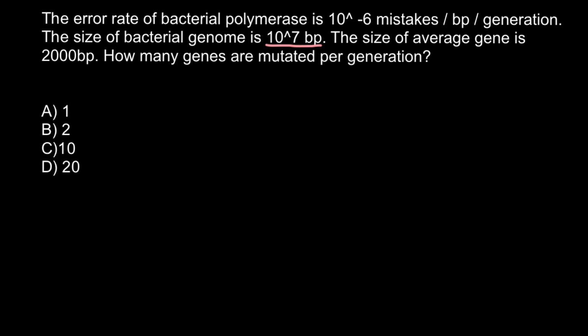So what does it mean? It means that one bacterium per one generation, during one replication cycle, wouldn't have any mistakes, no mutations. Only 10 bacteria, when they replicate, would have one mutation per 10 bacteria, or one bacterium per 10 replication cycles. So the answer should be 0.